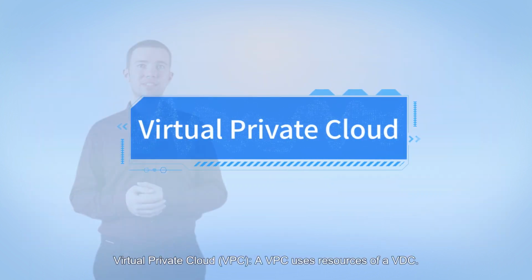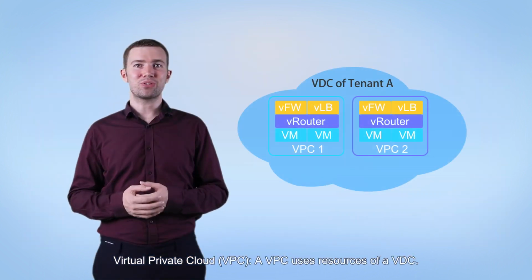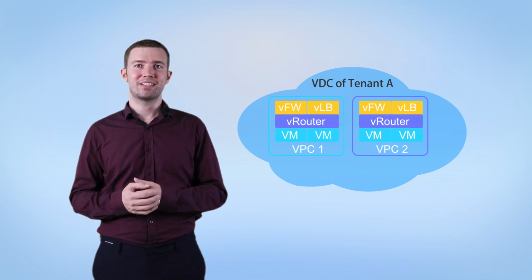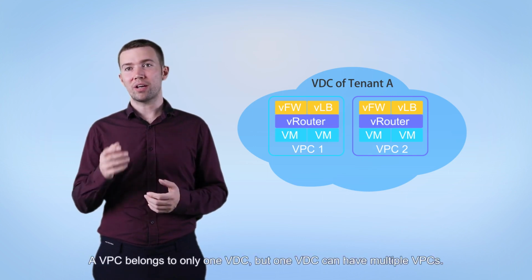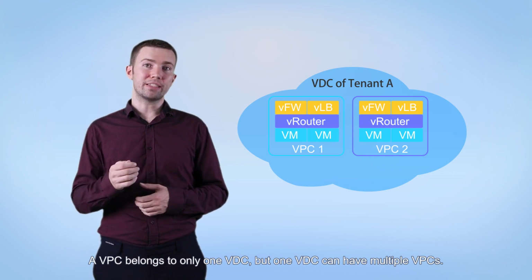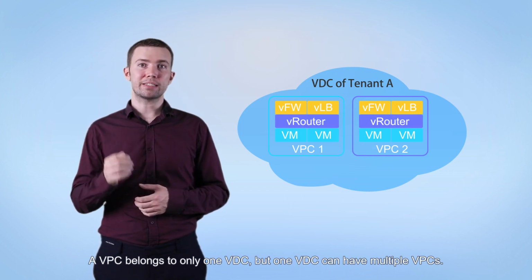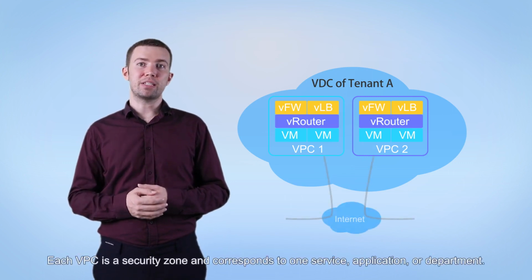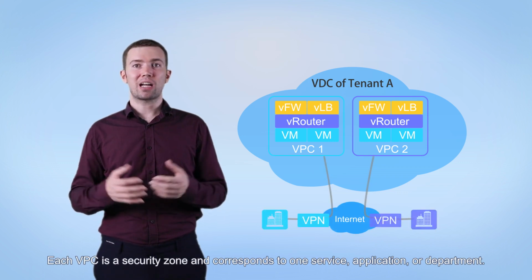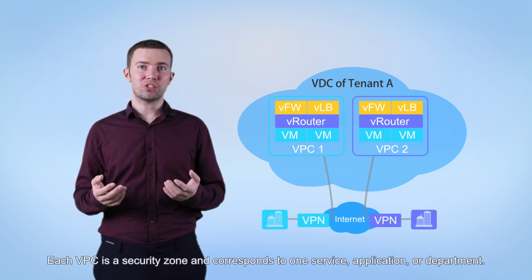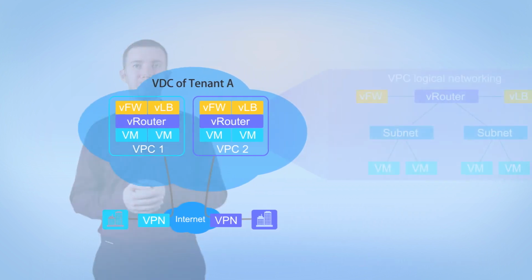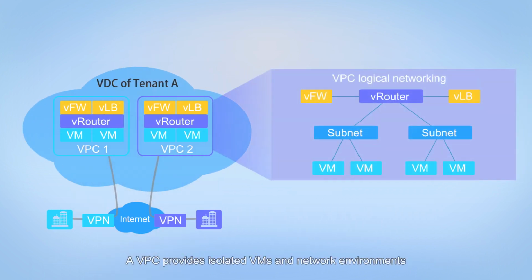Virtual private cloud. A VPC uses resources of a VDC. A VPC belongs to only one VDC, but one VDC can have multiple VPCs. Each VPC is a security zone and corresponds to one service, application, or department. A VPC provides isolated VMs and network environments to isolate networks of different services or departments.